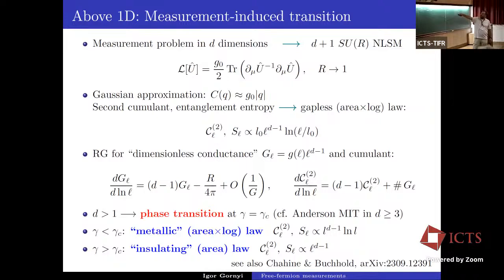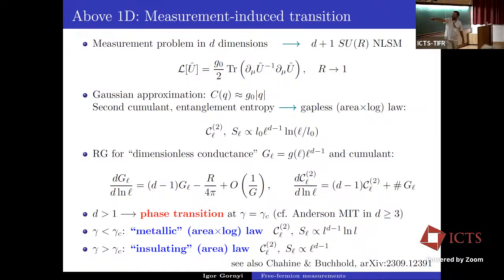Now in the D-dimensional case, at the Gaussian level, we get system size to the power d minus 1. This is sub-volume law times logarithm. So the critical behavior of the entanglement entropy for gapless phase is this. For d equal 1, it's just logarithmic. And with this sigma model, we can derive the RG equations for the dimensionless conductance and the second cumulant.